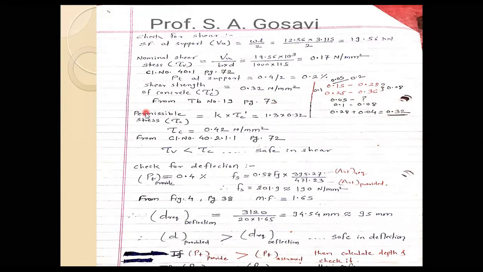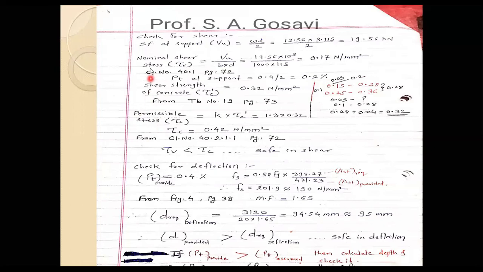Now permissible shear stress, that is tau c, is equal to K into this tau c dash. So K into tau c dash is 1.3 into 0.32. From where does this 1.3 come? Again from clause number 40.2.1.1, page number 72. From there this value of K comes, this coefficient 1.3. If you multiply this coefficient by 0.32, the tau c dash, you will get the permissible stress. Permissible stress means allowable stress. Remember this.